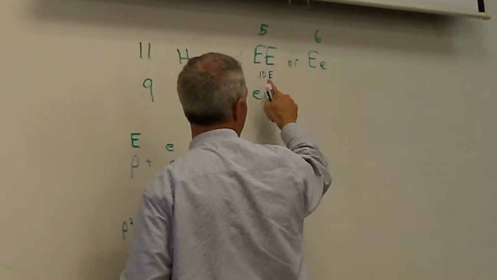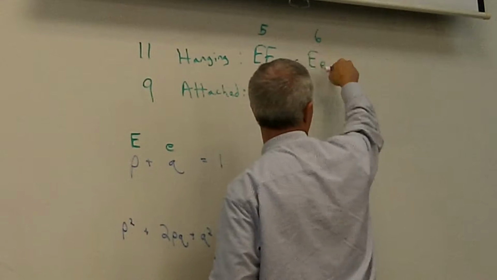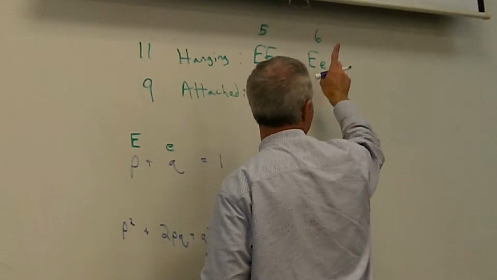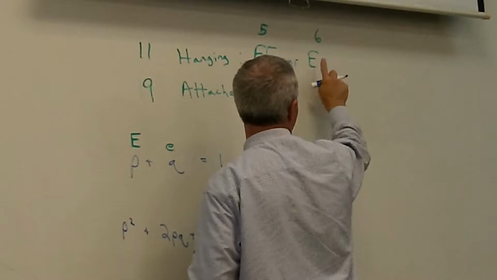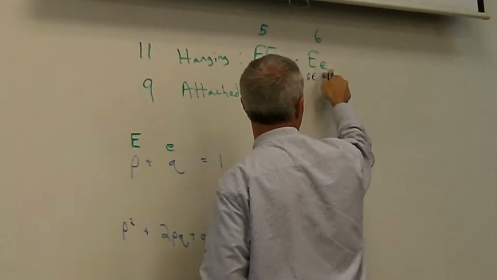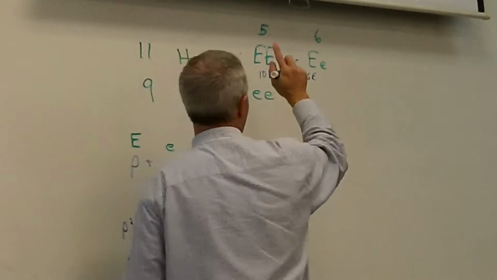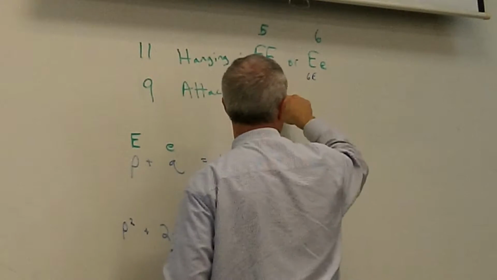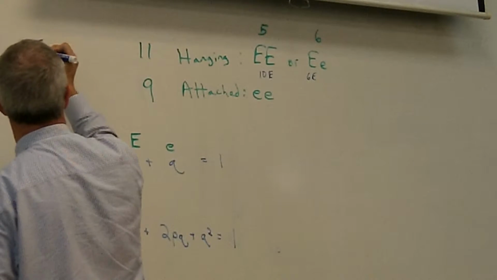So these 5 people have 10 big E alleles. How many big E alleles do these 6 people have? 6, because the big E is only one of the 2. These 6 people have 6 big E alleles. They also have 6 little e alleles. So how many total big E alleles do we have in our population? 16 big E alleles.